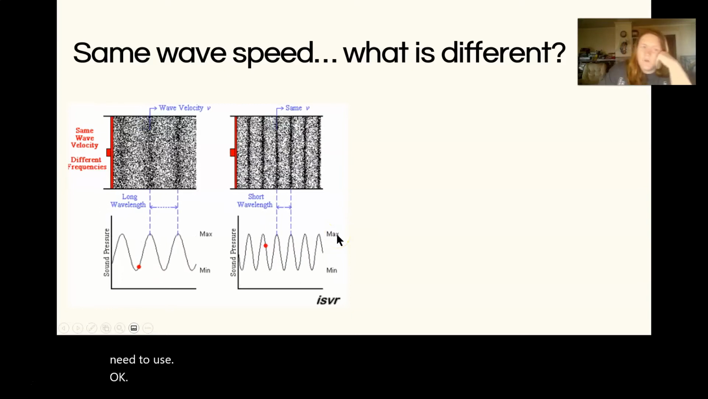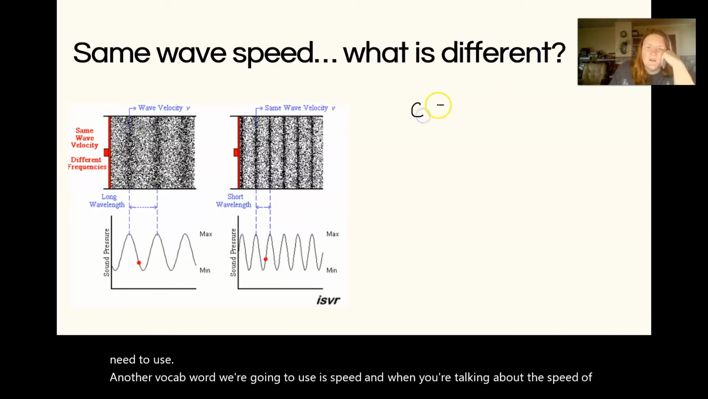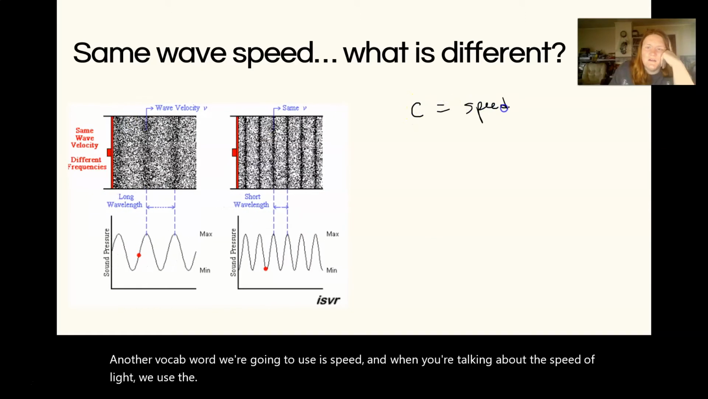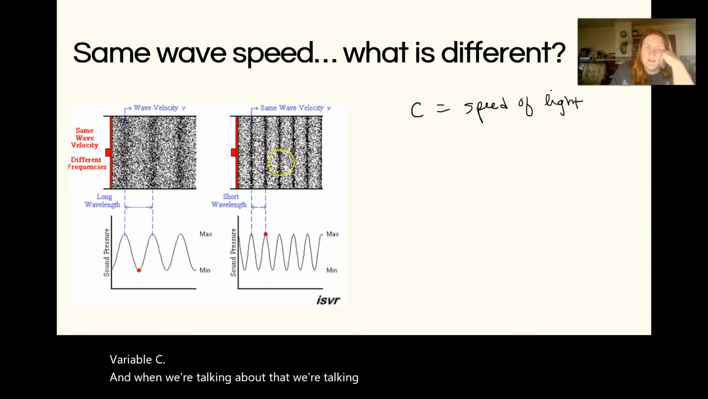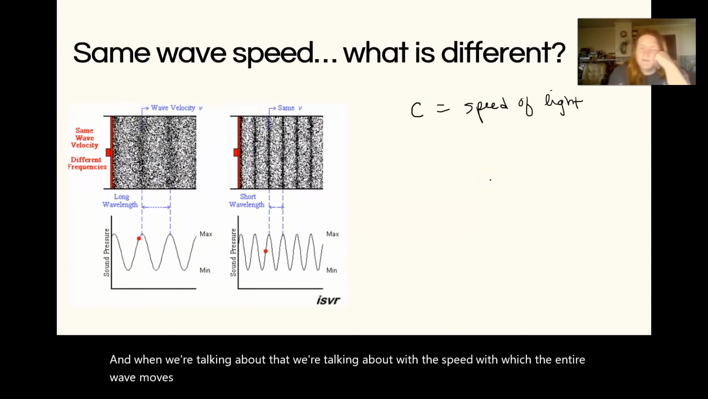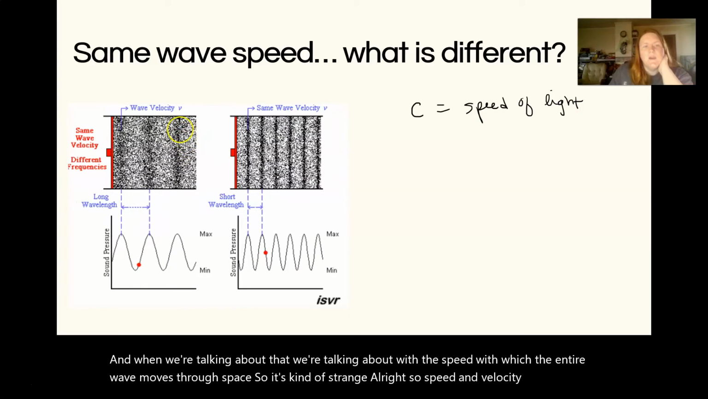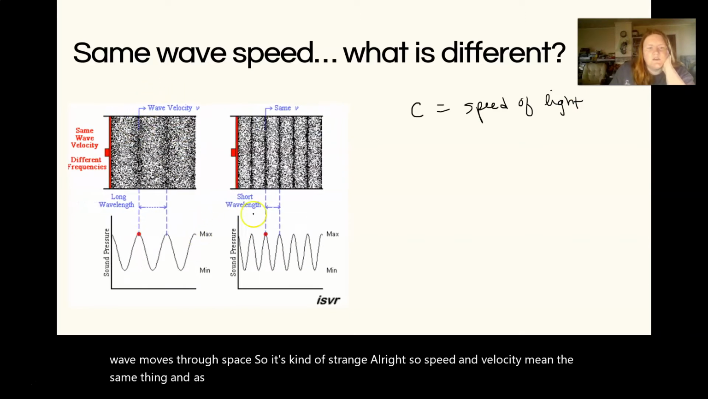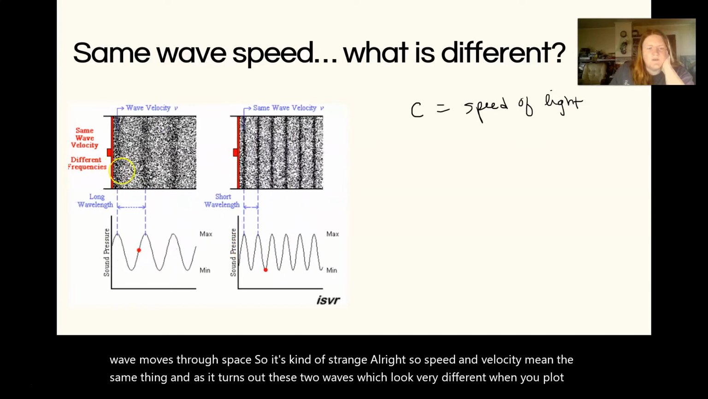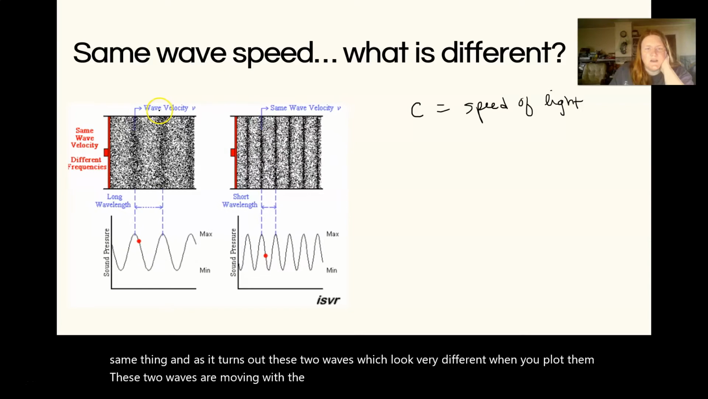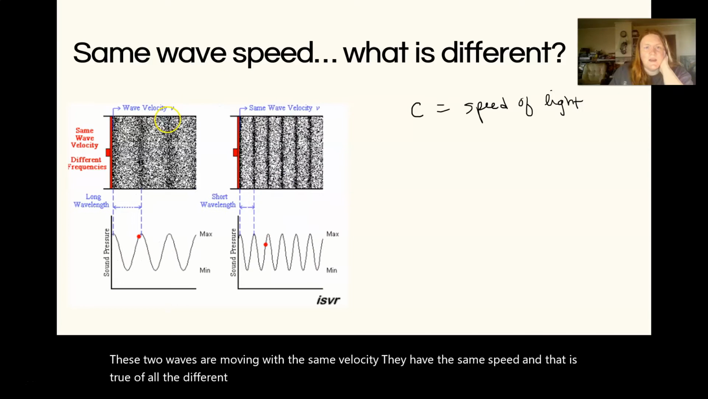Another vocab word we're going to use is speed. And when you're talking about the speed of light, we use the variable c. And when we're talking about that, we're talking about the speed with which the entire wave moves through space. So it's kind of strange, all right? Speed and velocity mean the same thing. And as it turns out, these two waves, which look very different when you plot them, are moving with the same velocity. They have the same speed. And that is true of all the different wavelengths of light as well.